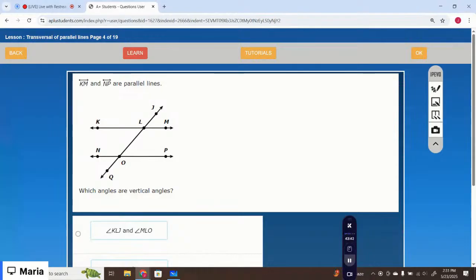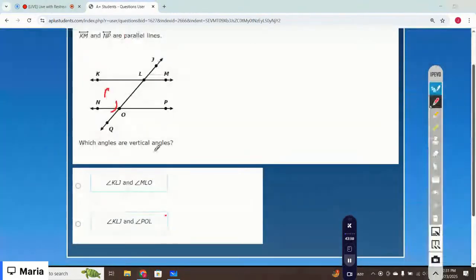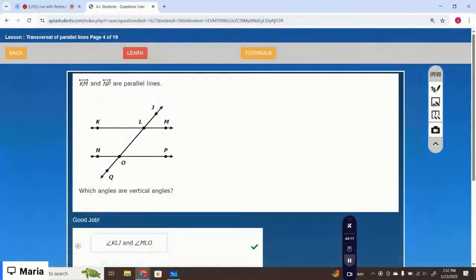AM and FP are parallel lines. Which angles are vertical angles? KLJ and MLO. Yes, they are vertical angles. Let's check KLJ and PO. No. Option number 1 is the correct option. That is, KLJ and MLO are the vertical angles. Okay, you can complete the lesson by yourself.